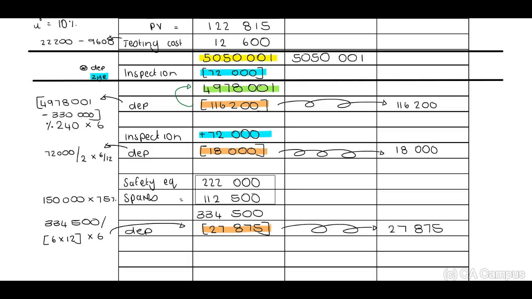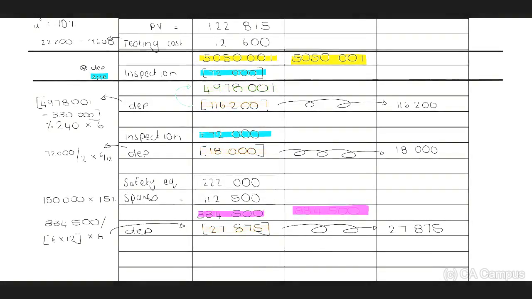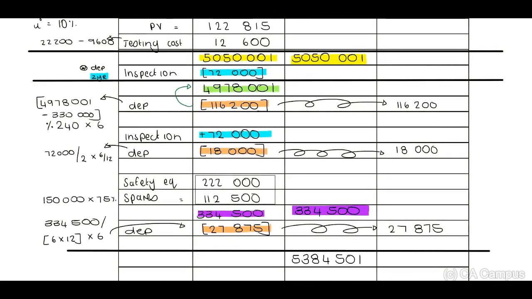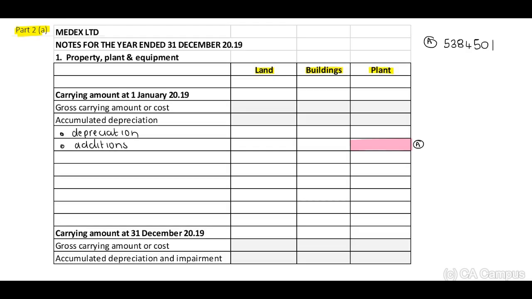Therefore, when we look at this, we have the 5,050,000. We've excluded the inspection costs purely for calculation of the depreciation. We've included again the 72,000, therefore it's in and out. And we need to include our safety equipment, 334,500. Therefore, when you look at this, our total additions will be 5,384,501. Okay, we need to transfer this to our PPE note.